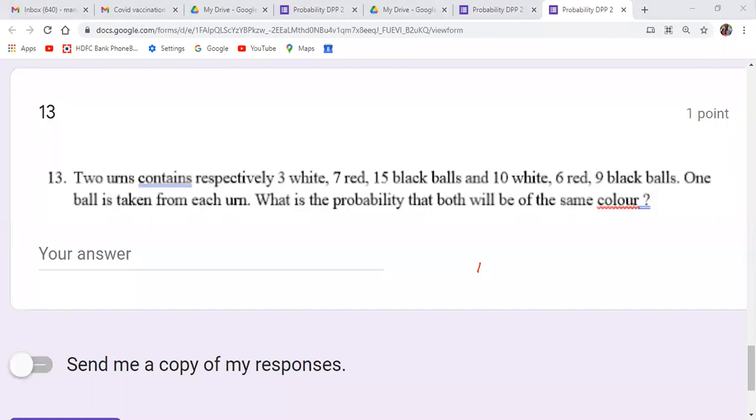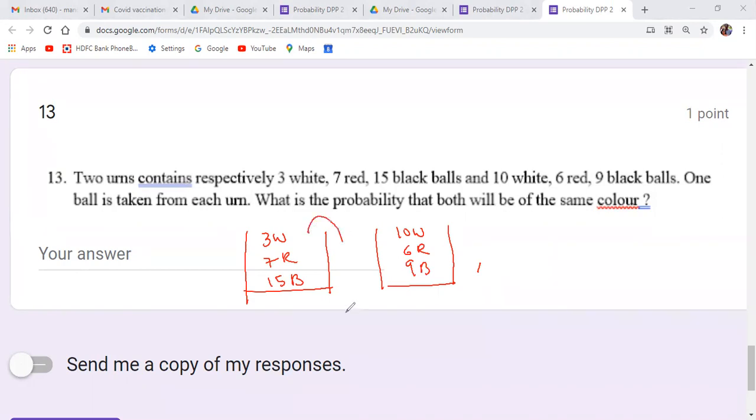Okay, let's start with the last question. 2 urns contain 3 white, 7 red, 15 black, and 10 white, 6 red, 9 black. One ball is taken from each urn. And what do you want? What is the probability that both will be of the same color?